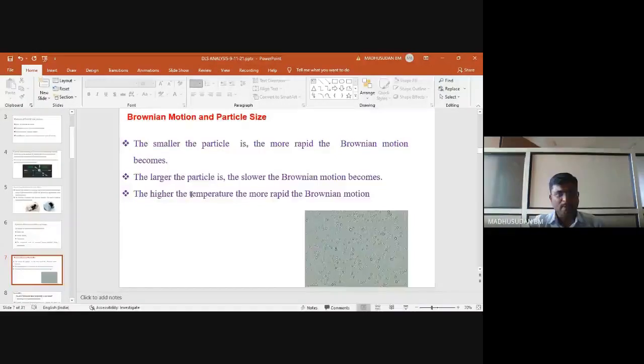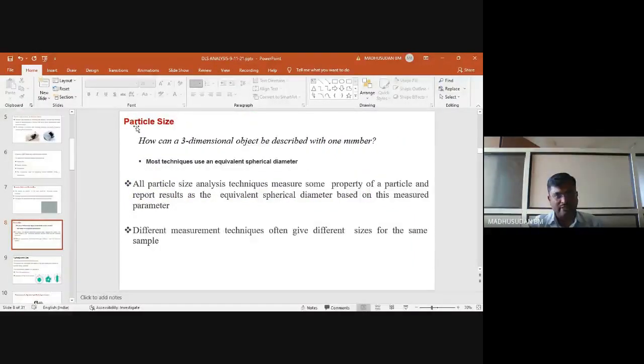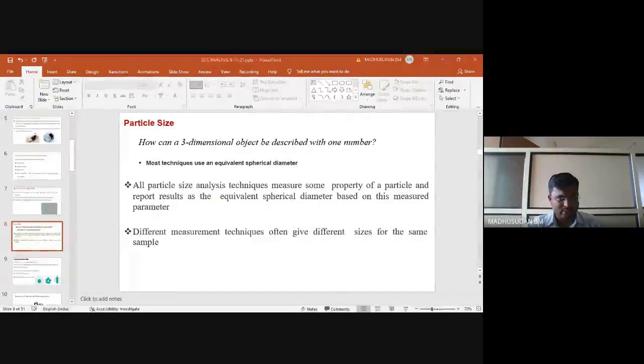So again, the particle size. From slide 1 to here, we are discussing particle size and particle size distribution. And I have a question here: how are we able to determine a three-dimensional object with one number? The particles may have a random size, an irregular shape or irregular size. Can we identify it with one number? Actually, the answer is no.